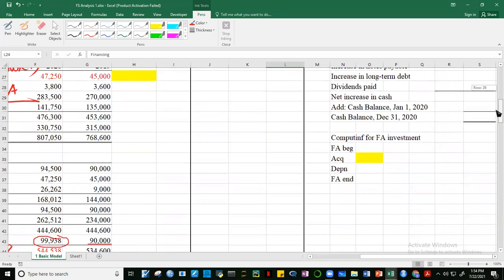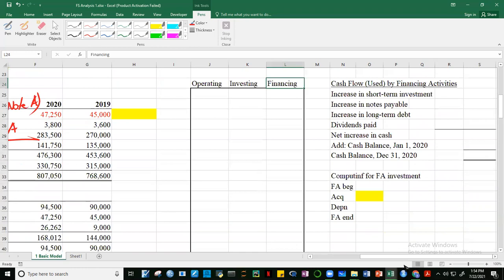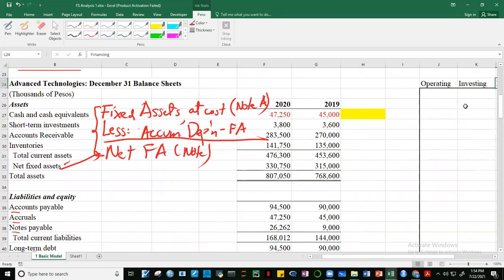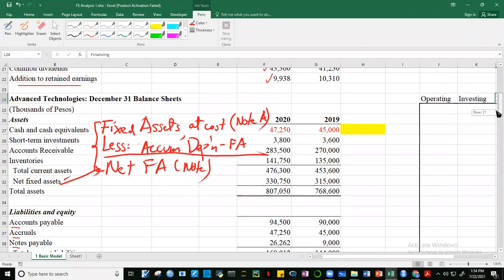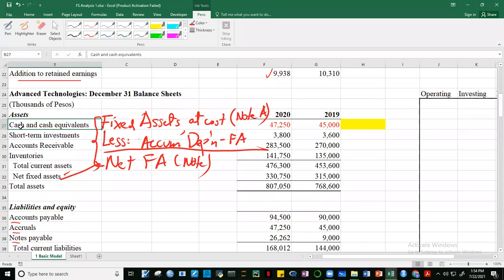Okay, so let's do this. Okay, gagamitin natin tong working paper na to. So let's take a look at cash. Kasi ito, guys, i-investigate natin, no? Cash and cash equivalents. What happened to cash? Did it increase or decrease? Ano nangyari sa cash natin? Nag-increase ba siya o nag-decrease? Answer? So, okay, thank you. Increase, no? Increase by, thank you so much.